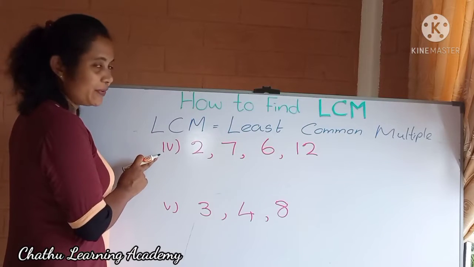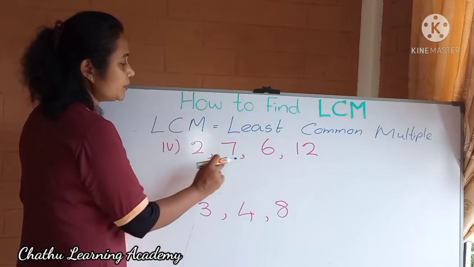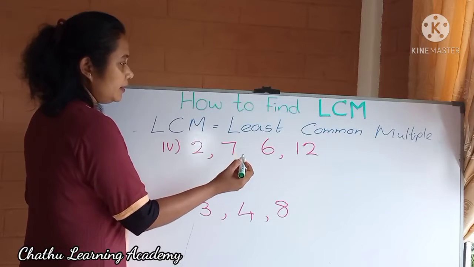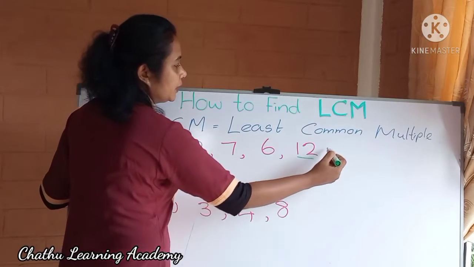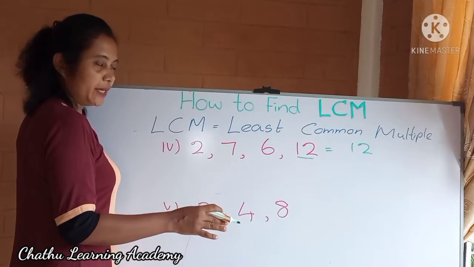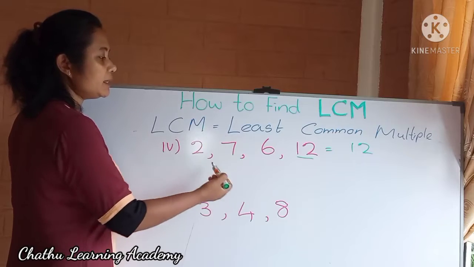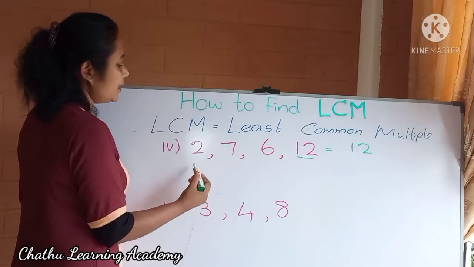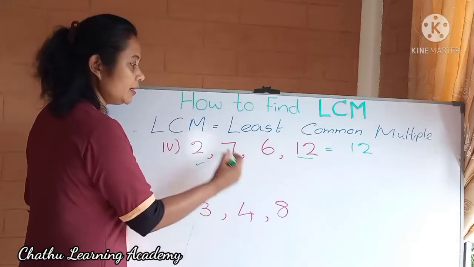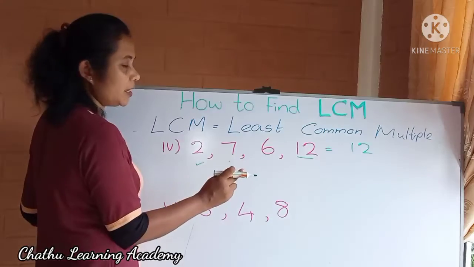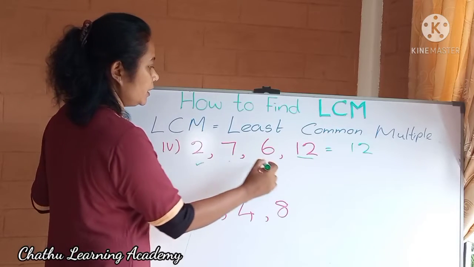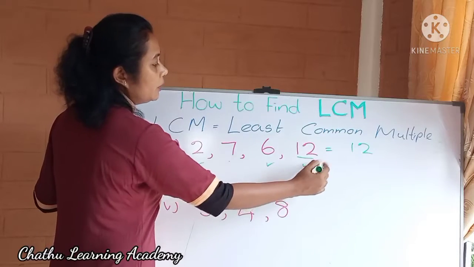Okay, now look at this fourth example. Here 2, 7, 6 and 12. What's the largest value? 12. Then we select 12 as the common multiple. Then after that, we want to check whether it's a multiple of these numbers. Here 12 is a multiple of 2. It's correct. But here it's a prime number. Can we get 12 as a multiple of 7? No, we can't. Then here it's also correct, here also correct.